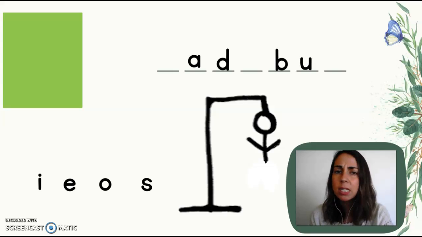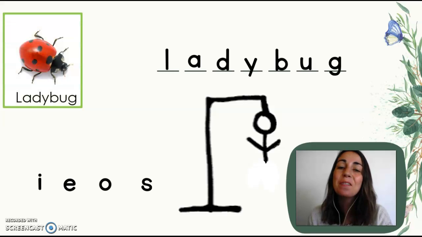I have no idea what insect it may be. So let's see our next sound. L. Does it have an L? Lady B. What sound? Maybe a ladybug. Very good. It's a ladybug.